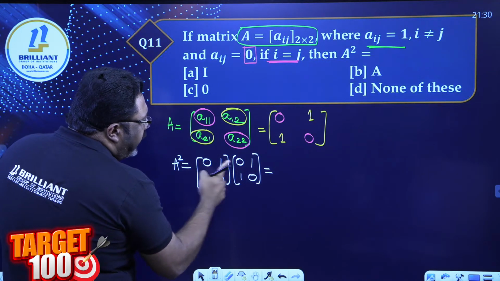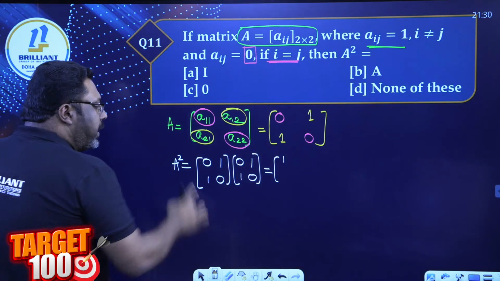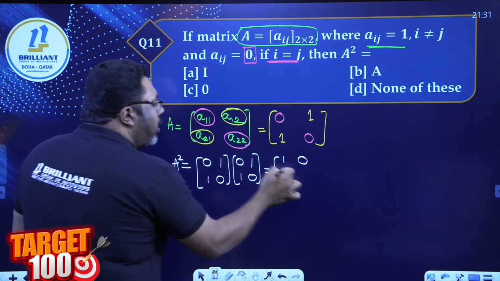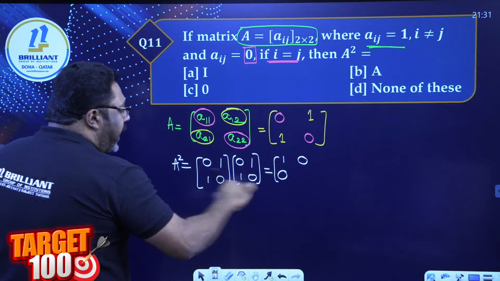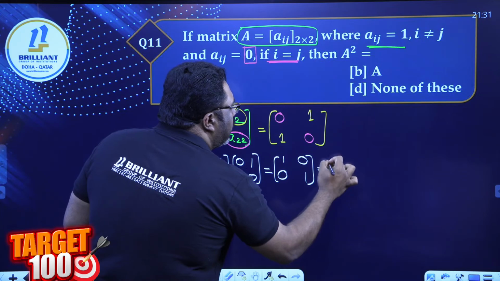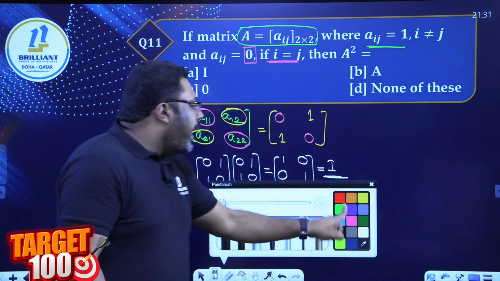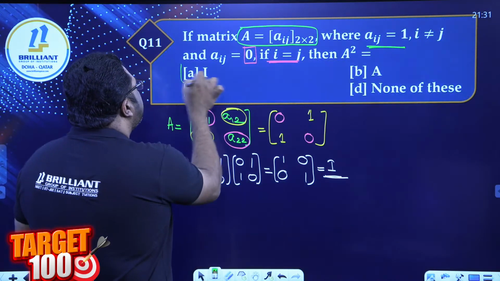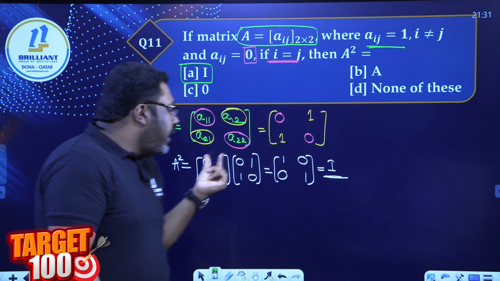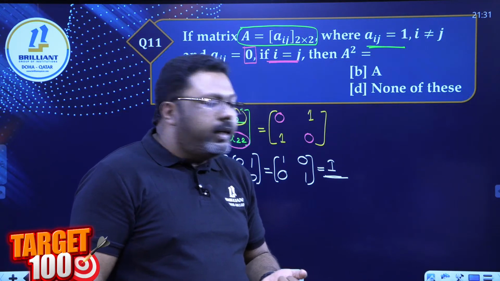You will definitely see first row multiplied with first column, you will get 1. But the first row with second column will result in 0. Second row, first column will also result in 0. But second row, second column will again come back to 1. This clearly looks like an identity matrix. So my answer is option A. Identity matrix. So constructing the matrix and then finding out what is A squared.